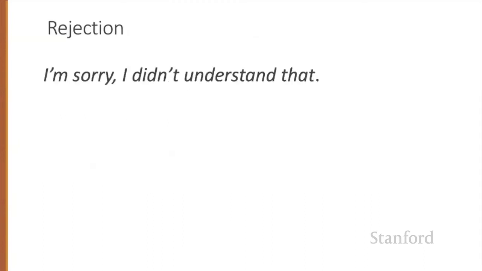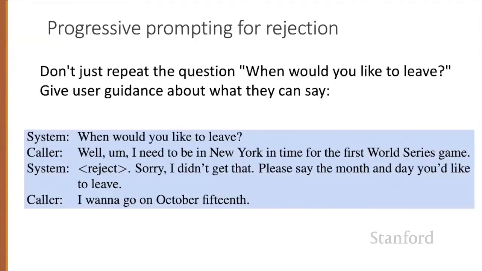Confirmation is just one kind of conversational action by which a system can express lack of understanding. Another option is rejection, in which a system gives the user a prompt like, I'm sorry, I didn't understand that. Sometimes utterances are rejected multiple times. This might mean that the user is using language that the system is unable to follow.